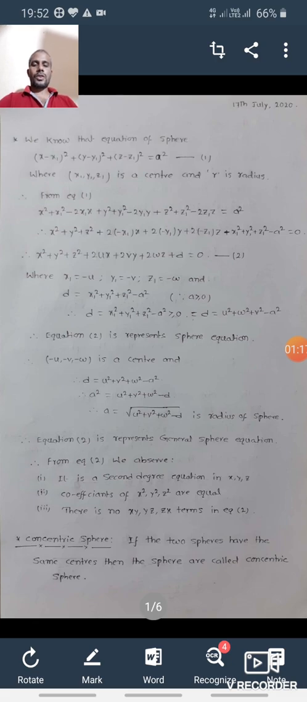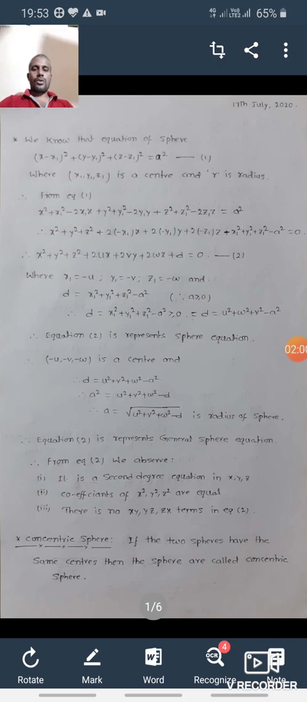Now simplify this equation. We get x square plus y square plus z square plus 2 of minus x1 x plus 2 of minus y1 y plus 2 of minus z1 z plus x1 square plus y1 square plus z1 square minus a square equal to 0. Now let us write the above equation as x square plus y square plus z square plus 2ux plus 2vy plus 2wz plus d equal to 0. Let us consider this as equation 2.